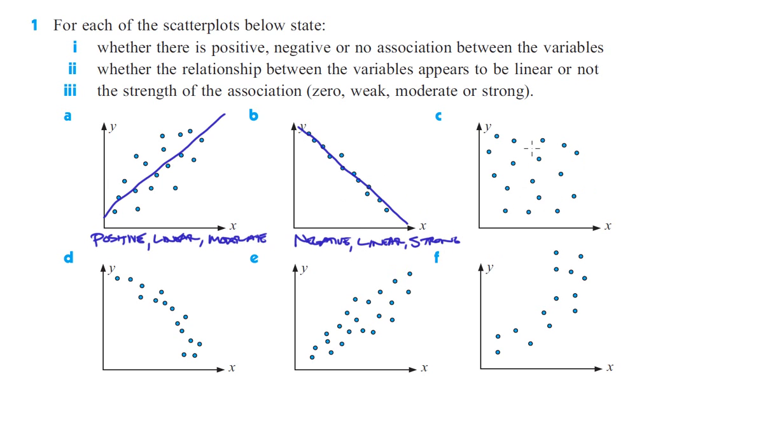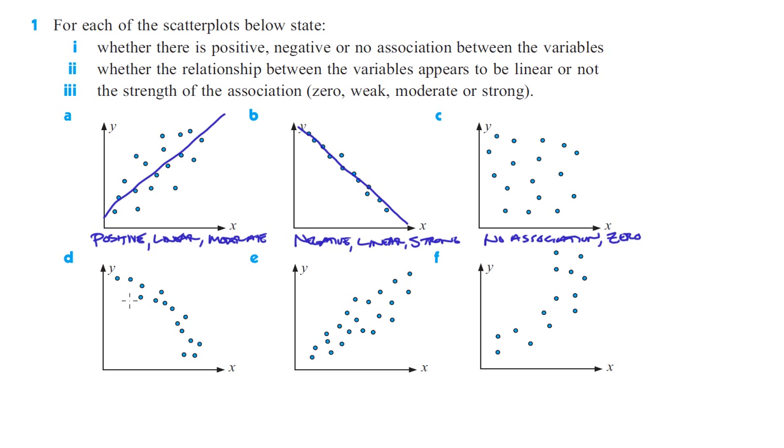Okay, this one here looks like a shotgun blast. There's no real association there, so there's no association. And then since there's no association, you can't tell if it's linear or not. And then the strength, gosh, that just doesn't make anything at all, so I'm going to go with 0. It's got 0 association, where the strength of the association would be 0.